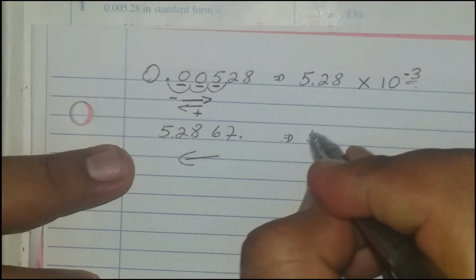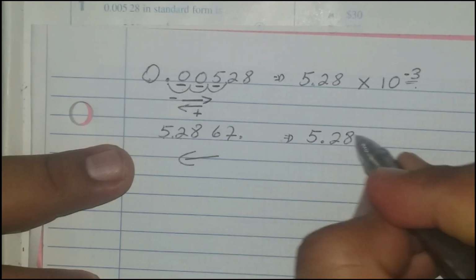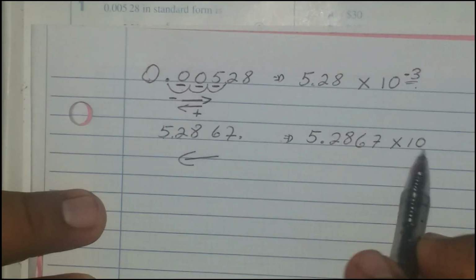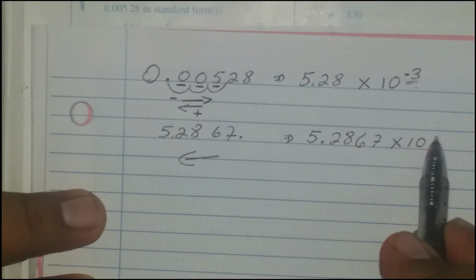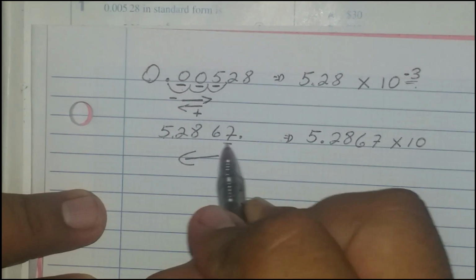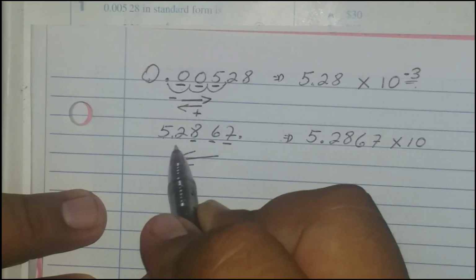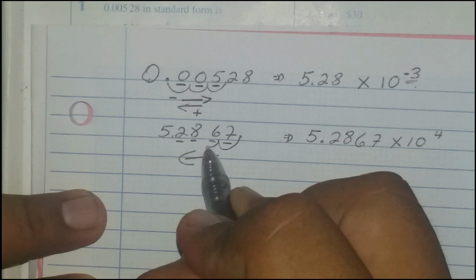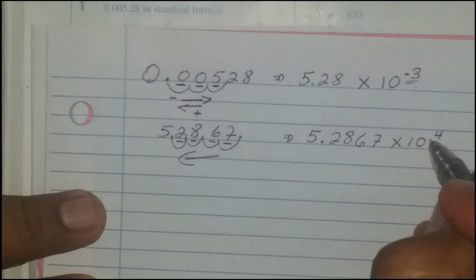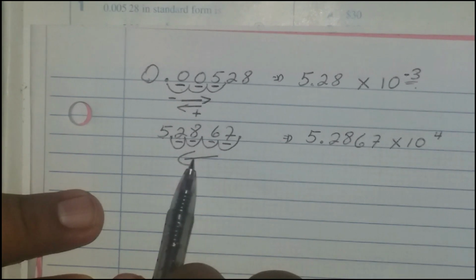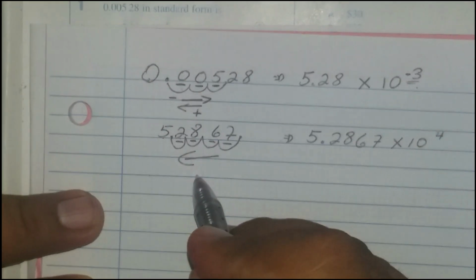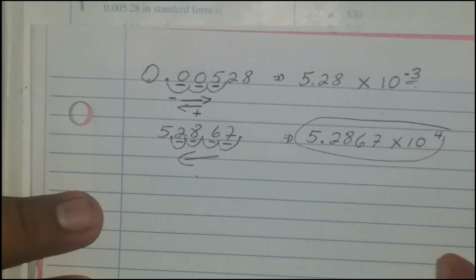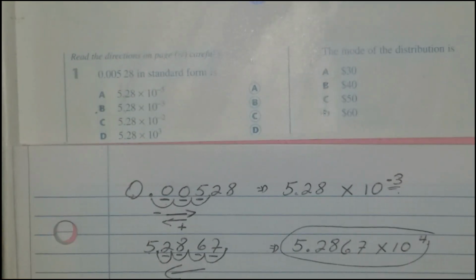So my answer is going to be 5.2867 times 10, and then I need to figure out if it is positive and how much I should put up here. I need to put 1, 2, 3, 4. I need to put a 4 up here because I moved the decimal 1, 2, 3, 4 times, right? So that is 4. And because I went to the left, that is going to be a positive 4. This is how we change any number to scientific notation.